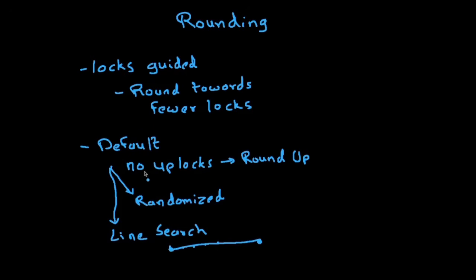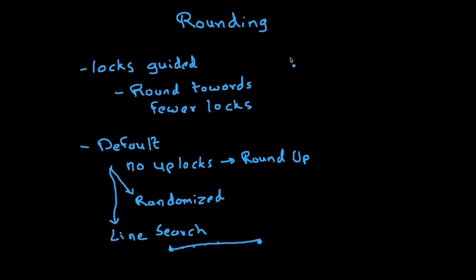In HiGHS code, there is also this thing that if all the variables are of this kind, where each either has no up locks or has no down locks, the problem itself is roundable. If that is the case, then every time we solve an LP, we simply try to round it. The variables with no up locks, we round up. Variables with no down locks, we round them down. And we get a free feasible solution every time we solve an LP.